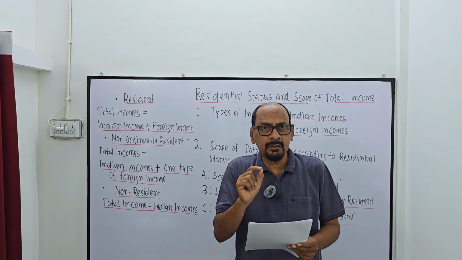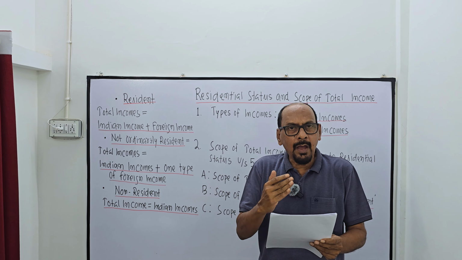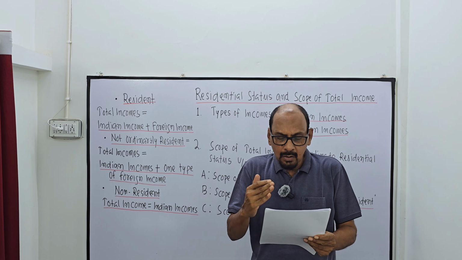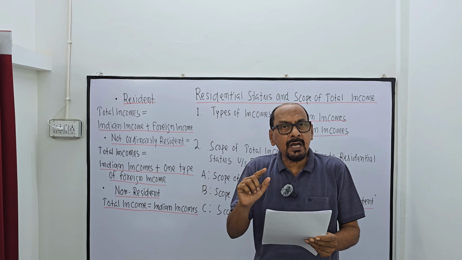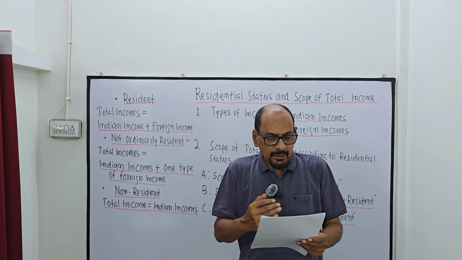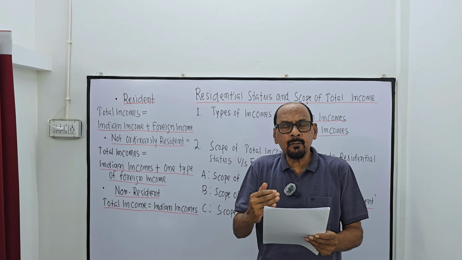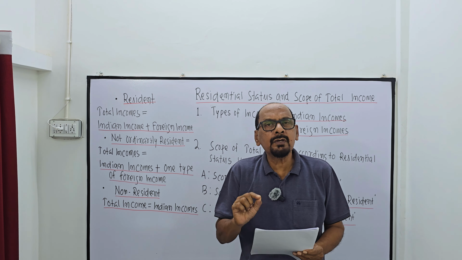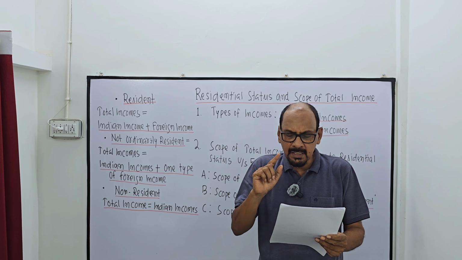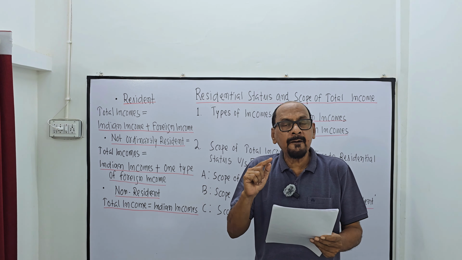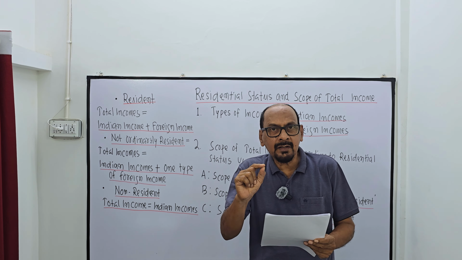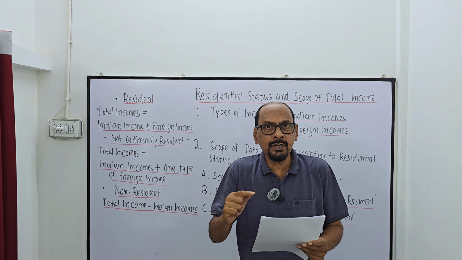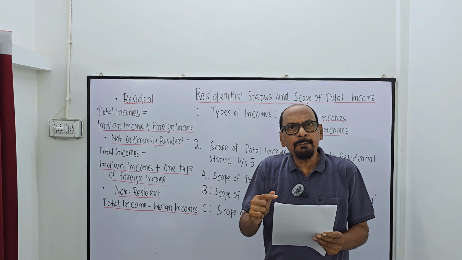And the third category is different. It is income accruing or deemed to accrue or deemed to be received outside India during the relevant previous year from a business or profession set up and controlled from India. It is a different type of income which is included under the scope of total income if a person is a not ordinary resident.